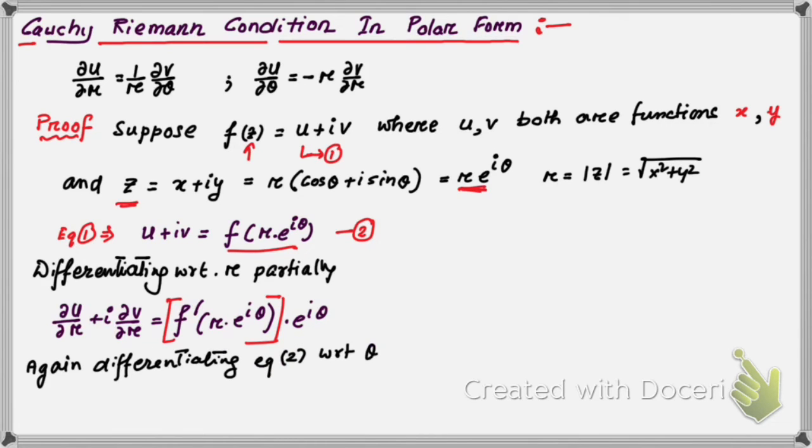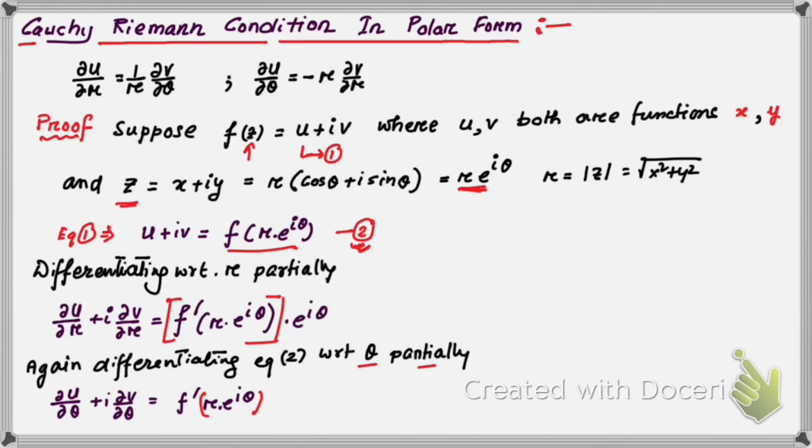Now here you see, differentiating equation number 2 with respect to theta, we're going to differentiate it again partially. Then we're going to have this result: del u by del theta plus i del v by del theta is equal to f dash r into e to the power i theta. So we have differentiated equation number 2 with respect to theta again partially.